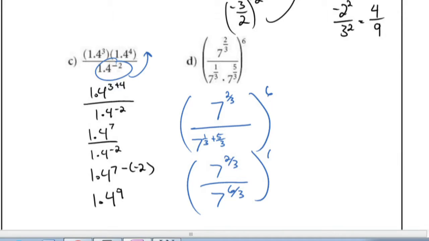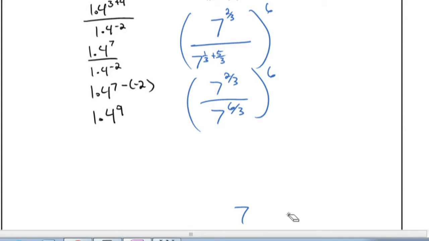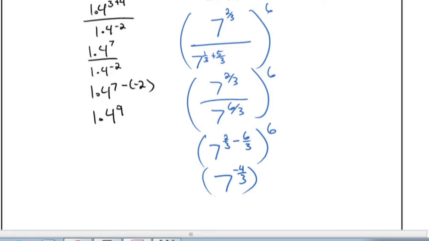When we add or subtract fractions, we have to have the same base. And I see that I have a 7 on the top and a 7 on the bottom. And if I am dividing, I can subtract my exponents. So I'm going to have 7 to the power of 2 over 3 minus 6 over 3. Because I am dividing, I can subtract my exponents. 2 minus 6 is going to be 7 to the power of negative 4 over 3, all to the power of 6.